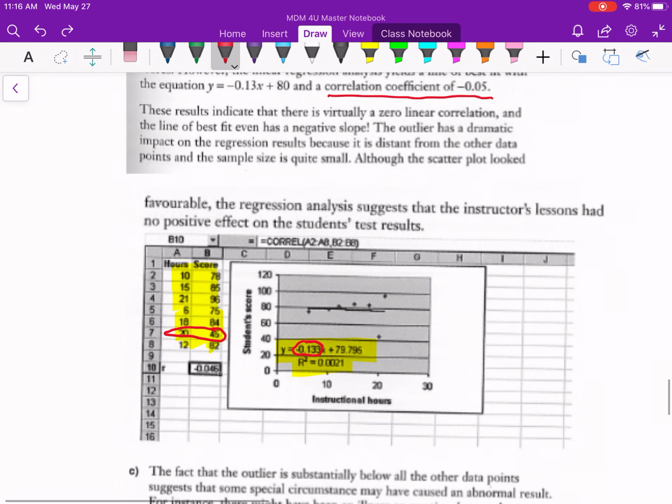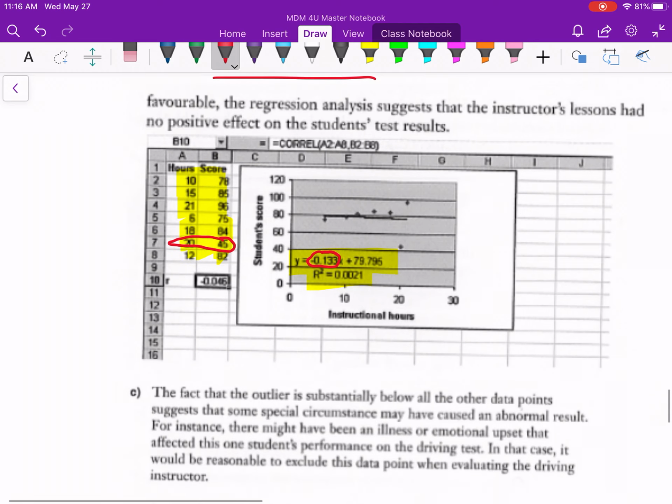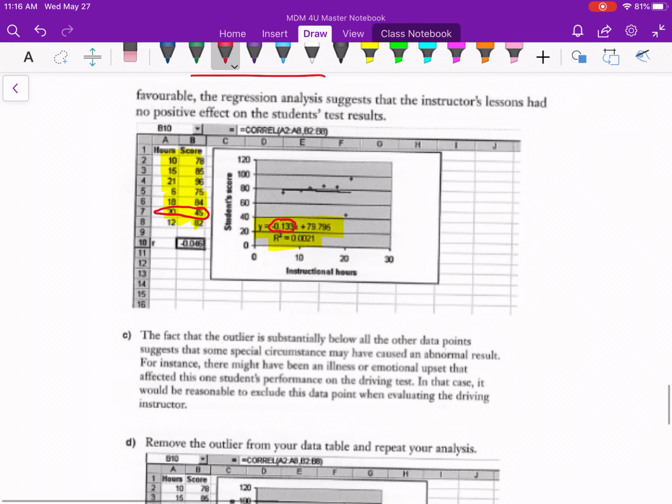The outlier has a dramatic impact on the regression results because it is distant from the other data and because the sample size is quite small. There are only seven students, it looks like. Seven people is a very small sample size. Although the scatter plot looked favorable, the regression analysis suggests that the instructor's lessons had no positive effects.